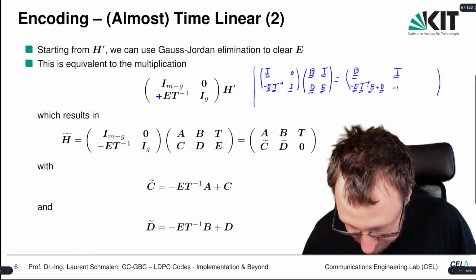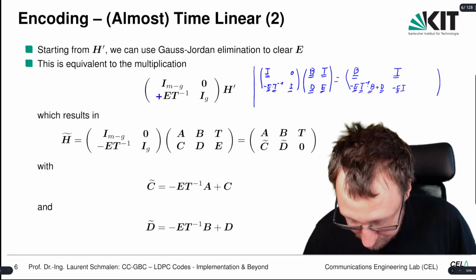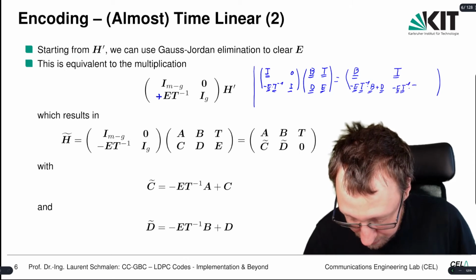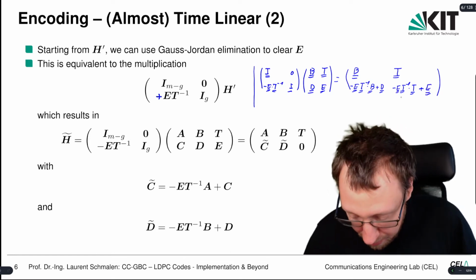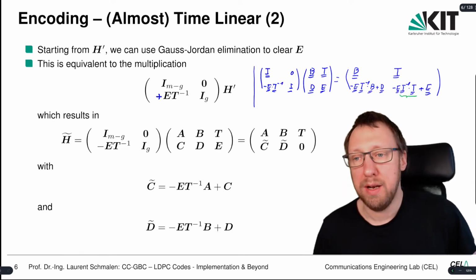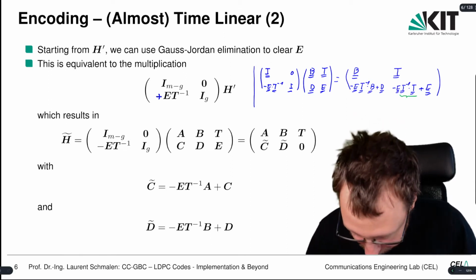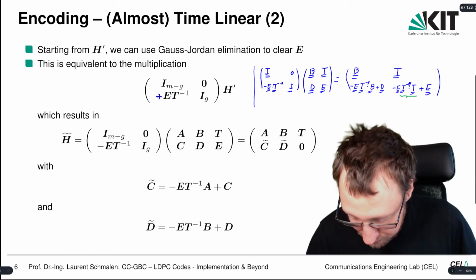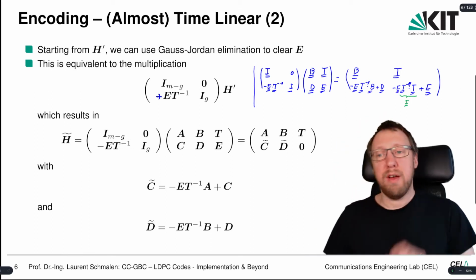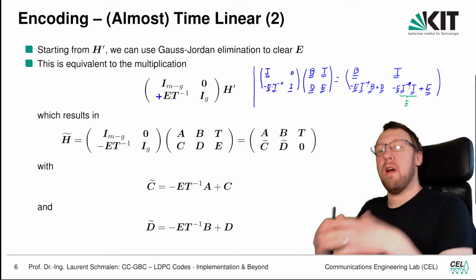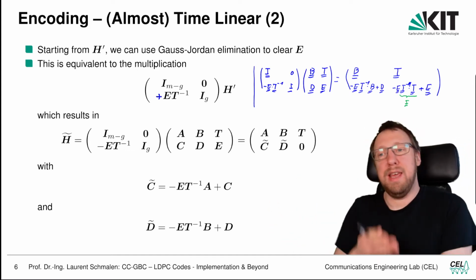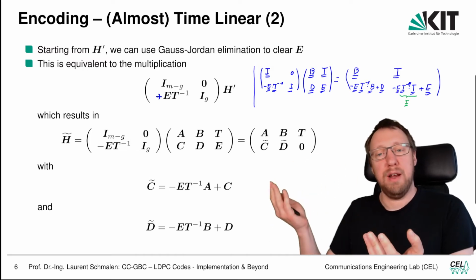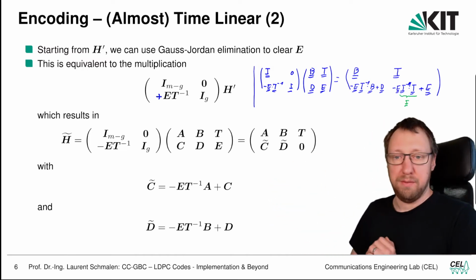So this is minus E times T to the power minus 1 times T plus E times the identity matrix, which is E. And T to the power minus 1 times T is just equal to the identity matrix. So we have minus E plus E, that's just going to be 0. Or plus E plus E in the field of binary numbers, it's going to be 0.